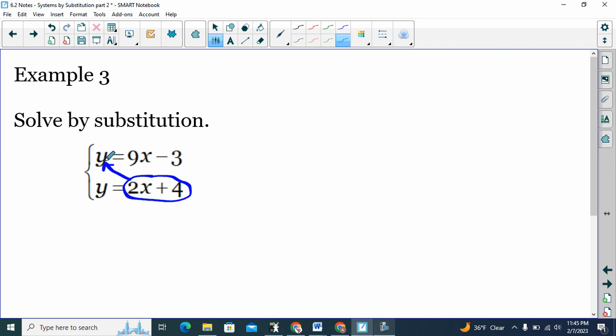So if I put 2x plus 4 in for the y, it says 2x plus 4 equals 9x minus 3. We now have our equation that we can solve. I don't have any parentheses. I don't need to do any distributing. I don't have any like terms that are on the same side. 2x and 9x are like terms, but they're on different sides of my equal sign.